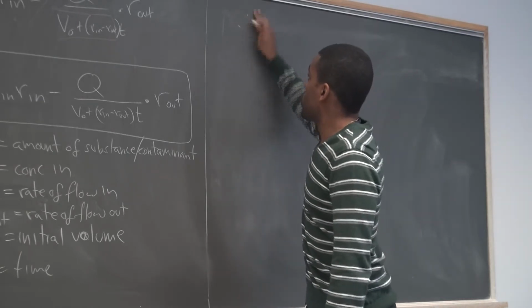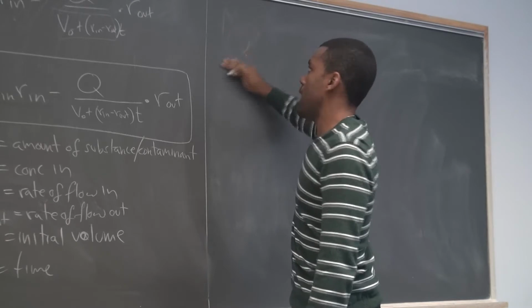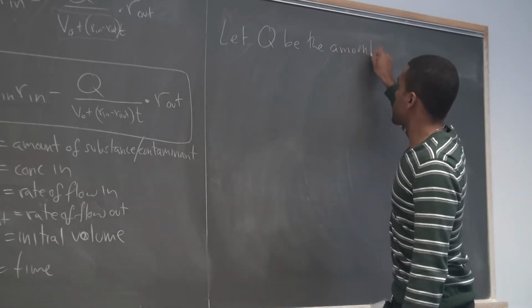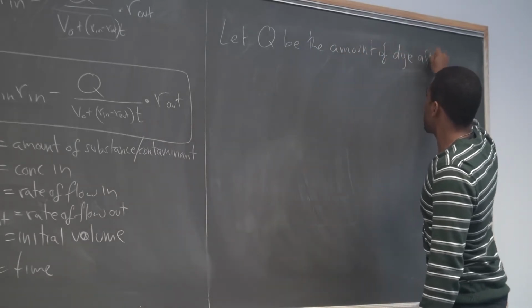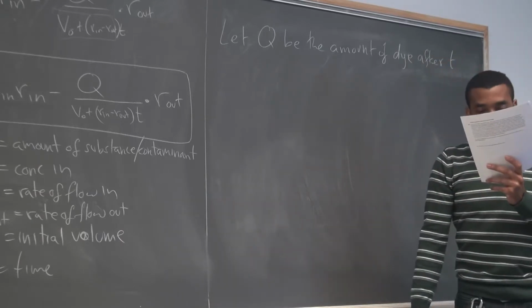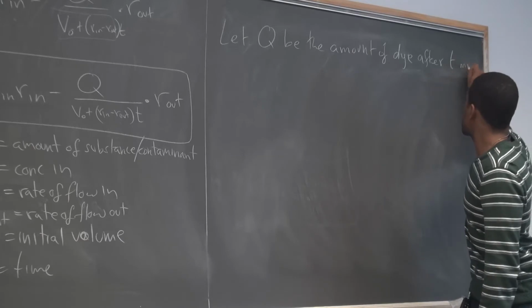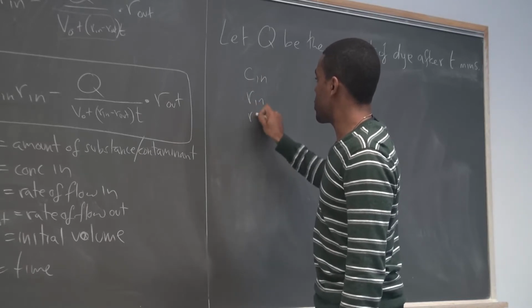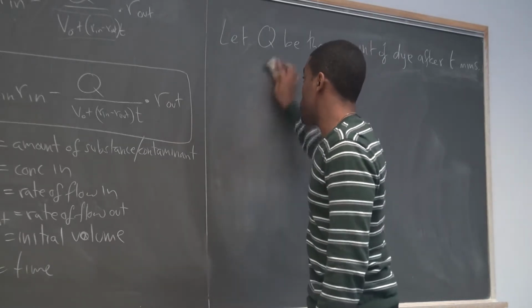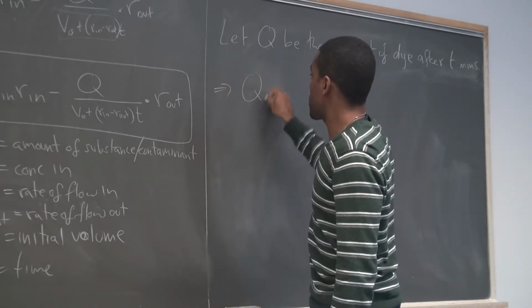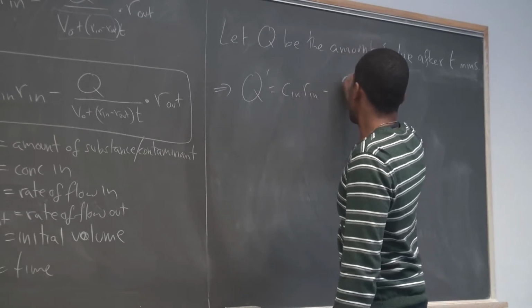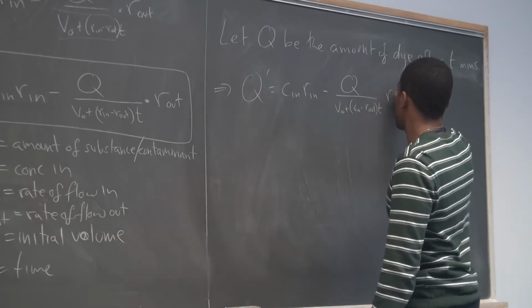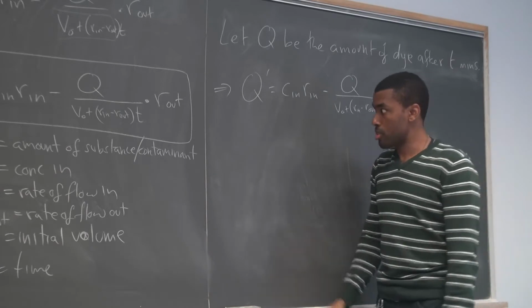First we identify our variable: let Q be the amount of dye after t minutes. In this case, what is C in, what is R in, what is R out? I'm going to just write down the formula and then we plug them in. All right, so that's going to be our formula because it's a mixture problem.